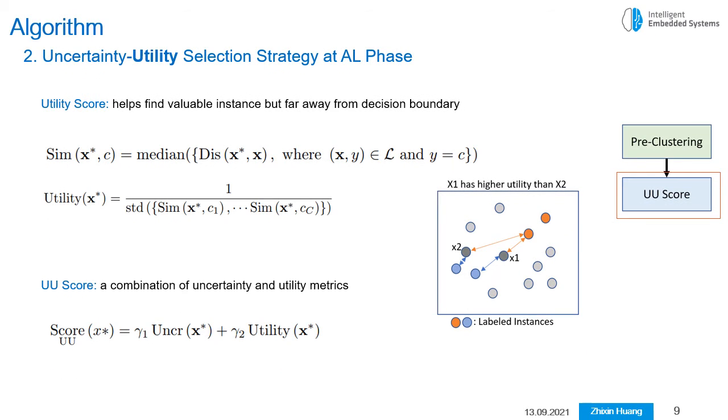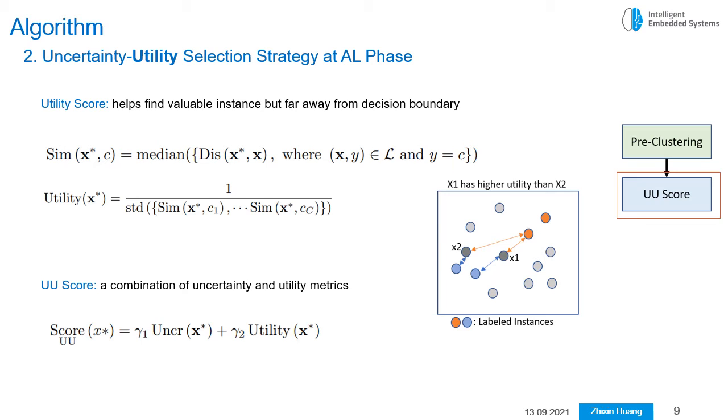The uncertainty metric requires enhancement with an exploration of the data space. Although in the initial stage we use pre-clustering to help the Bayesian neural network obtain reliable uncertainty estimations quickly, some valuable instances are still far away from the current existing decision boundary. Therefore, we define a utility metric to enhance the exploration of uncertainty sampling continuously.